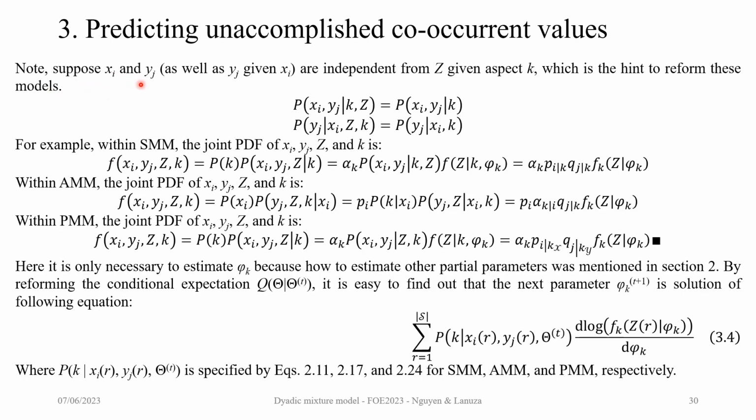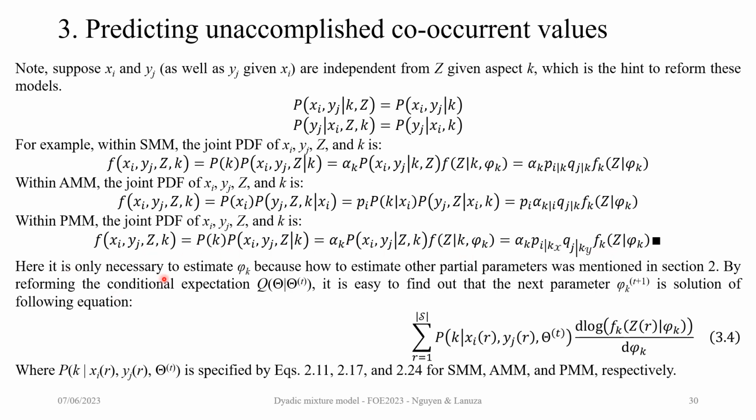Suppose Si and Yj are independent from Z given K, which is the hint to reform these models here. For example, within SMM, the PDF of Si, Yj, Z, and K is here. Within AMM, the PDF of Si, Yj, Z, and K is here. Within BMM, the PDF of Si, Yj, Z, and K is here.